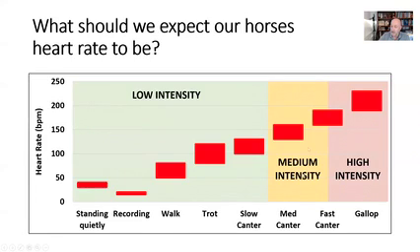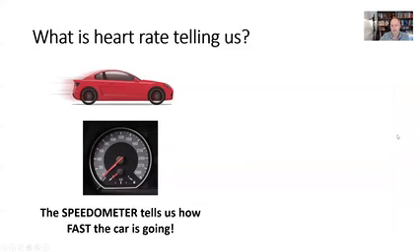If we do long periods of medium intensity work, we're going to tend to build aerobic fitness. If we do a lot of high intensity work, we're going to probably build speed at the expense of stamina. So we don't want to be training up here to be an endurance horse, and we don't want to be training down here to be a racehorse. So knowing where we should be training is important for what we want from our horse.